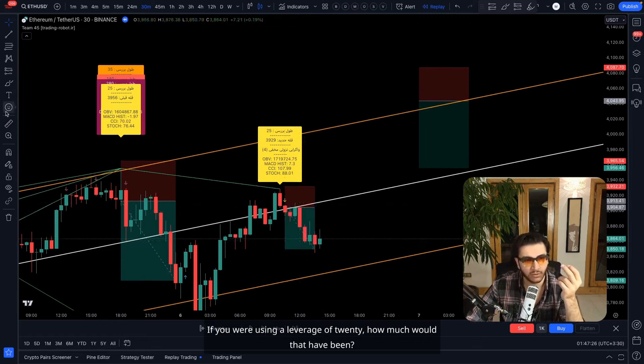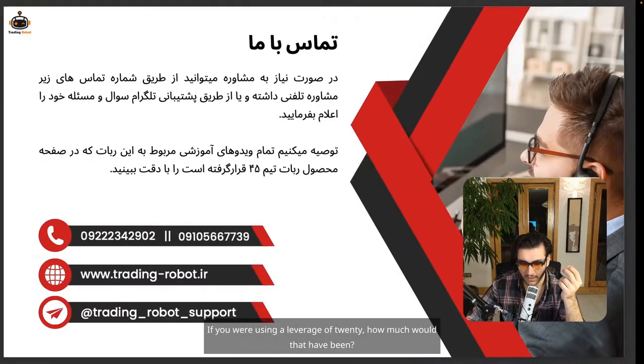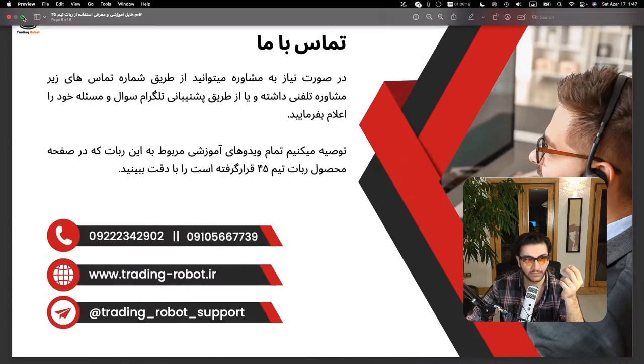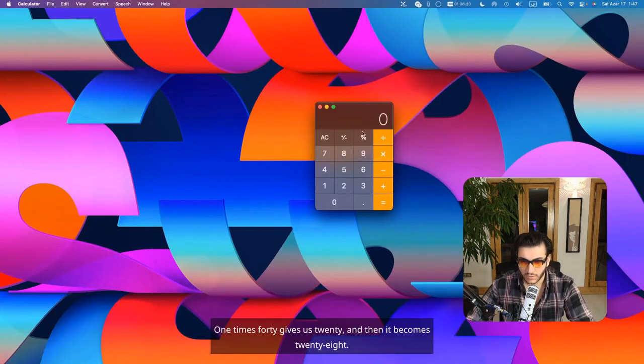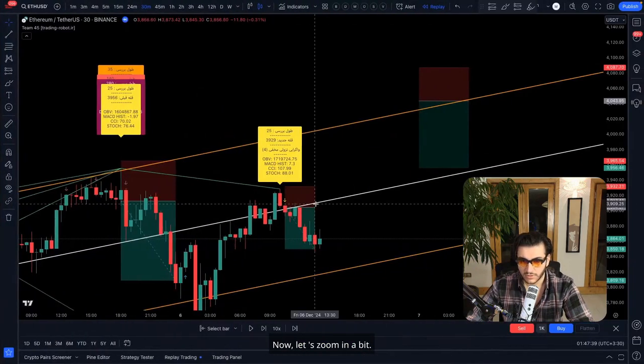If you were using a leverage of 20, how much would that have been? Let's calculate it here. 1 times 40 gives us 20, and then it becomes 28. We got 28% here, and let's make it green to make it look even better. The red ones are still not adjusted. Now let's zoom in a bit.